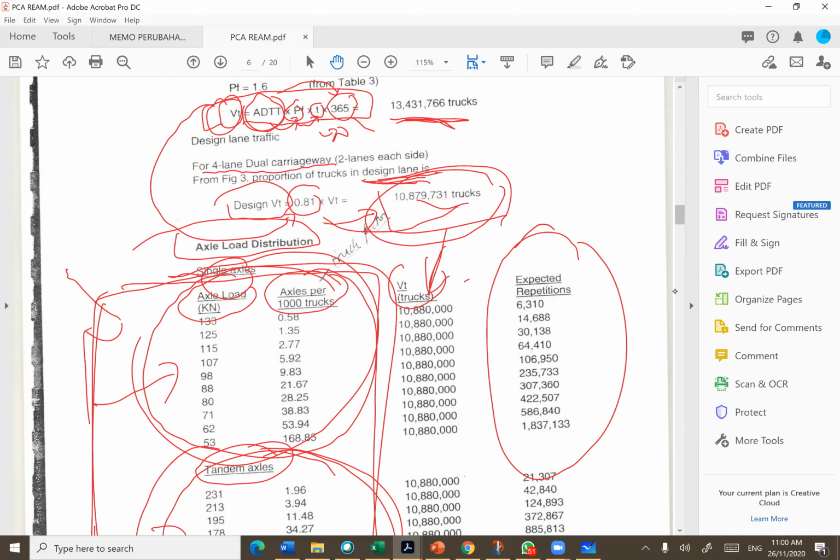Now we need to calculate the expected repetition. How do they calculate the expected repetition? I have forgotten already.